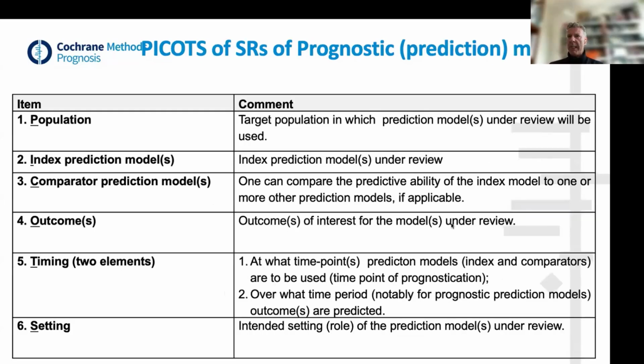Next slide. Now, this is the same PICOT. This is an example of how the PICOT should be formulated if you do a review on prognostic models. The previous one was on prognostic factors. So again, it's the same thing, the same rhythm. What is the target population in which the prediction models in the review will be used? What is the index prediction model, is the focus on a specific model, for example, the Framingham model or the Wells model or the Nottingham risk profile, or is the interest also in other existing prediction models? Are there comparator models to be studied in your review? What are the outcomes you are predicting? And then the same T and the S as in prognostic factor studies.